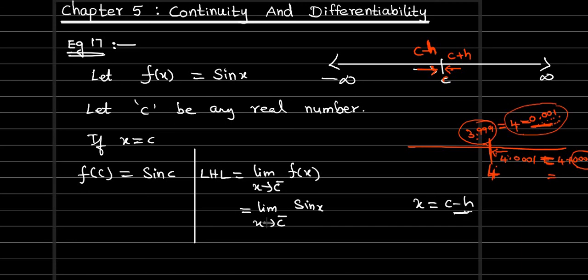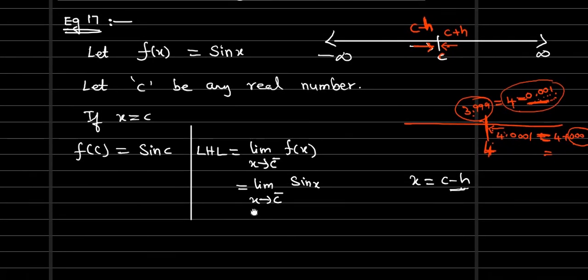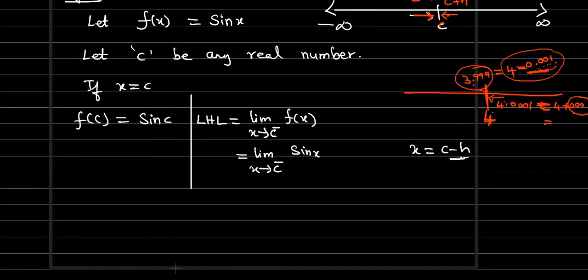Then the intervals also we need to change. So what does the interval become? If x is approaching c minus h, then h approaches 0. Then limit h approaches 0 of sin(c minus h). Now it is in the form of sin(A minus B). The sin(A minus B) formula is sin A cos B minus cos A sin B. So expanding, we are going to rewrite it now.